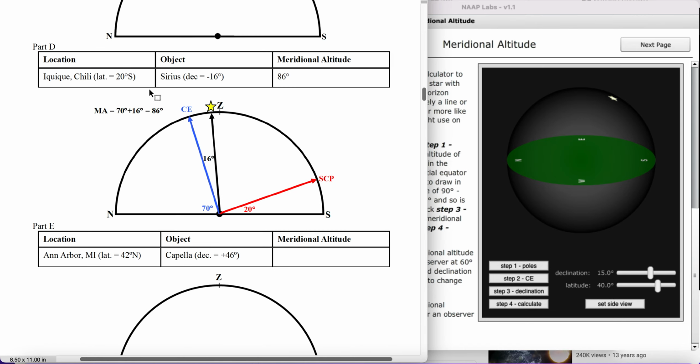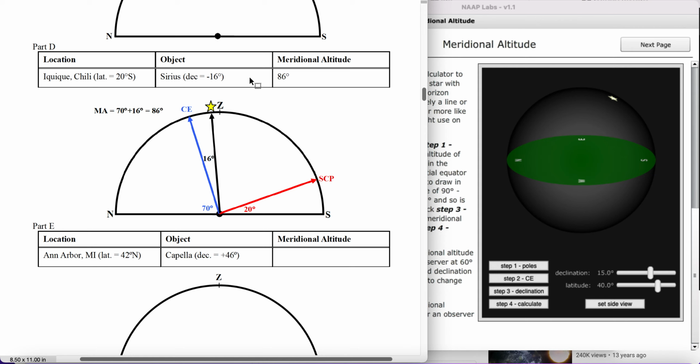All right, so take a look here. Here we have a location on Earth that isn't the equator or the poles. It is a city in Chile at a latitude of -20 degrees or 20 degrees south. And the object we're interested in is Sirius. Now, Sirius has a declination of -16 degrees.